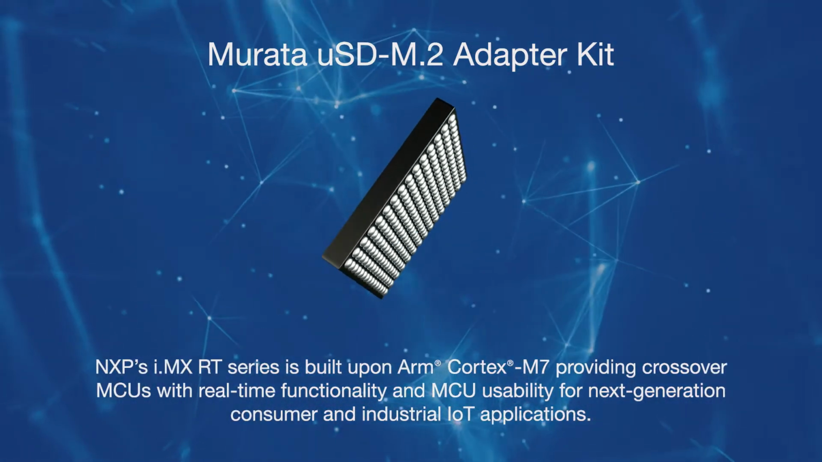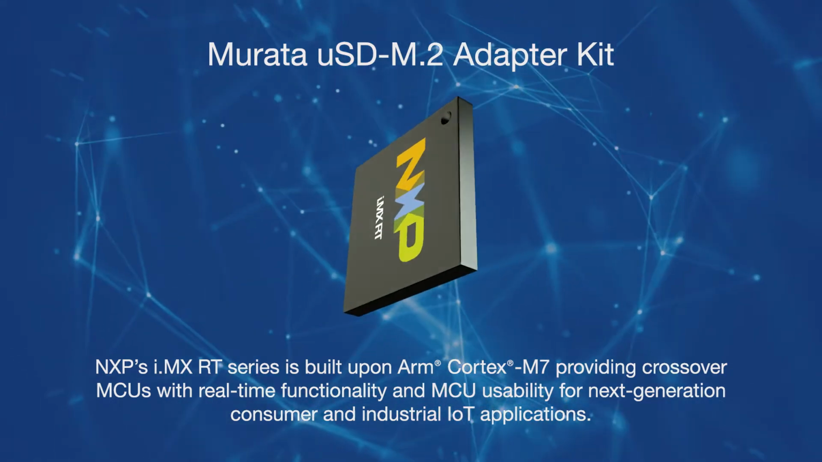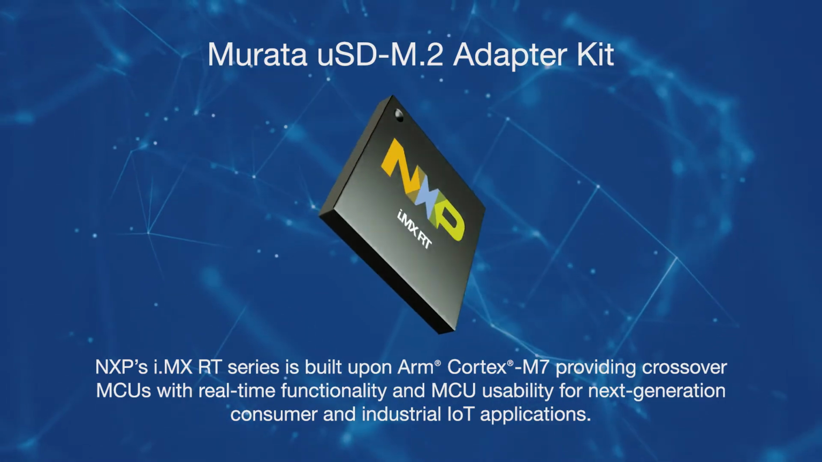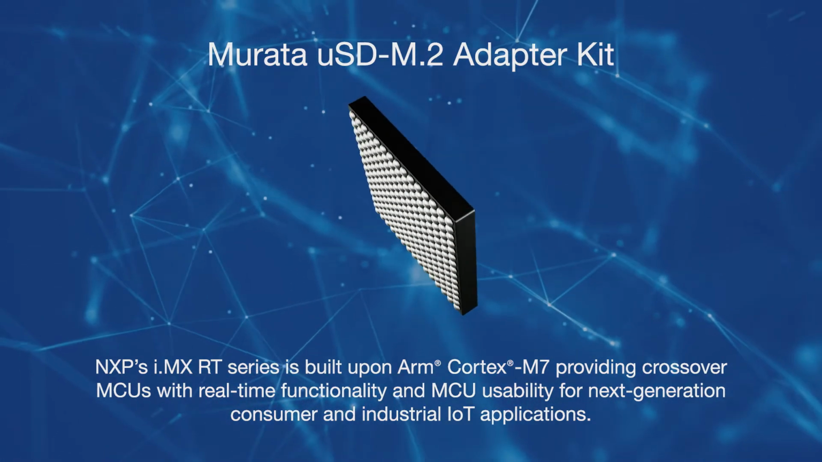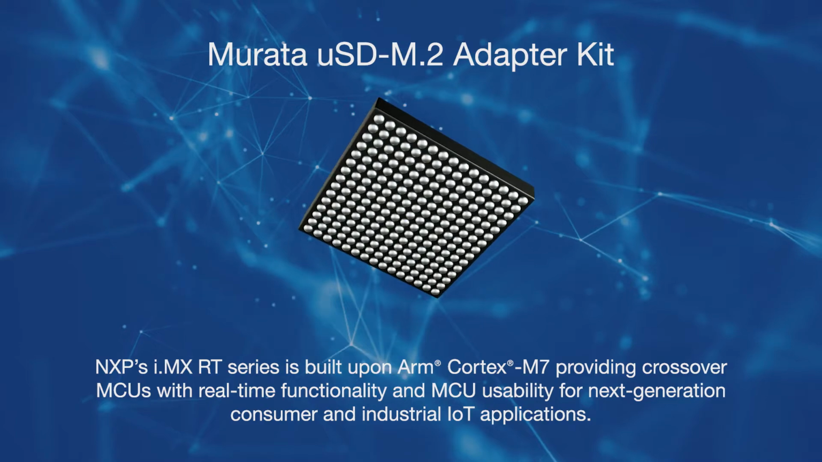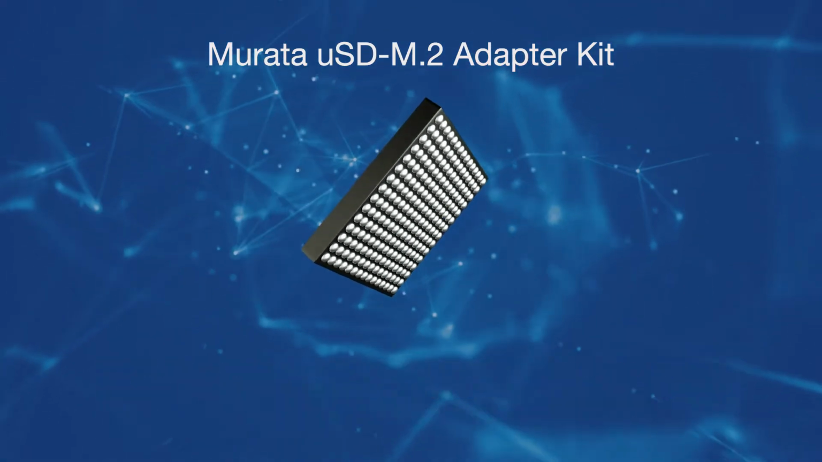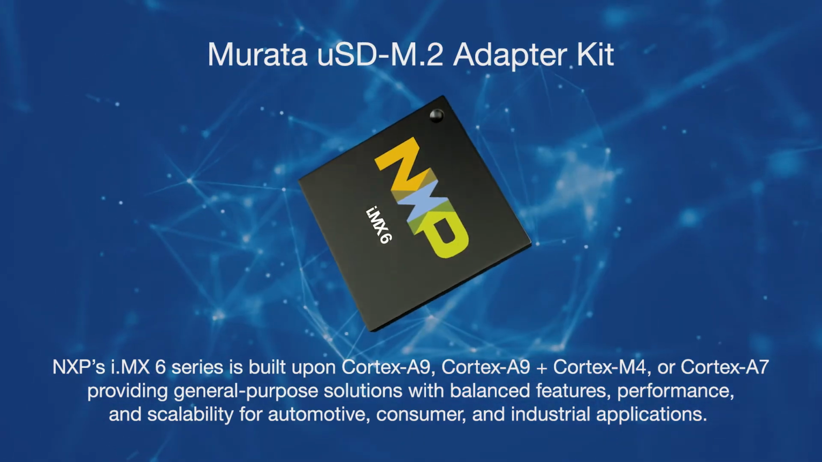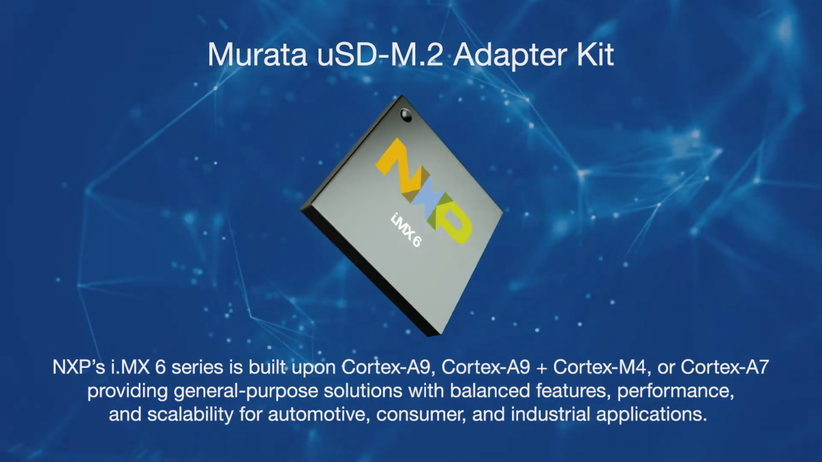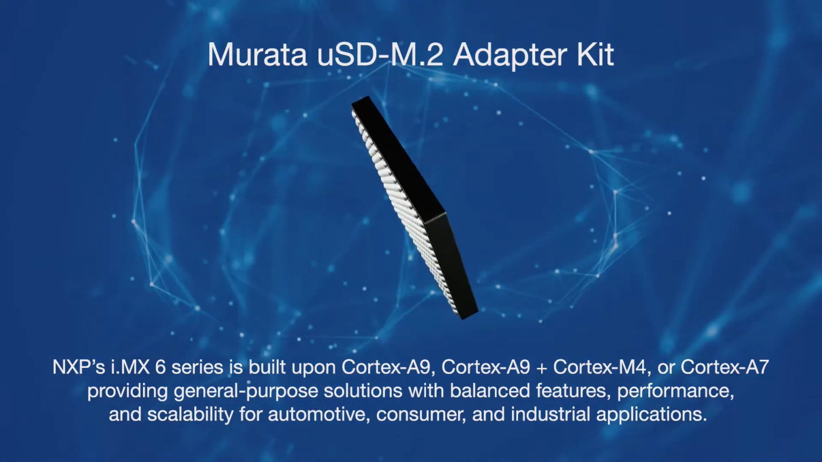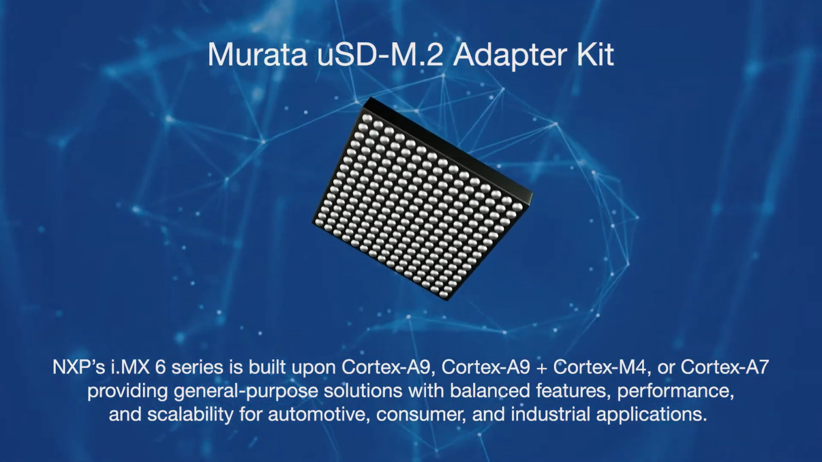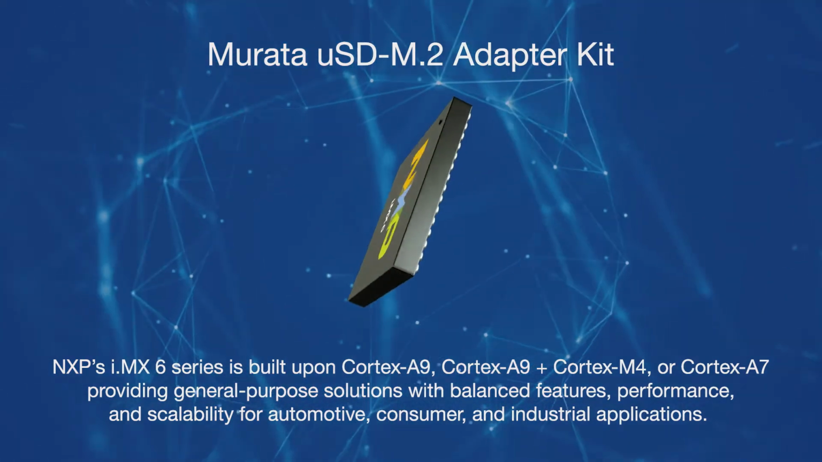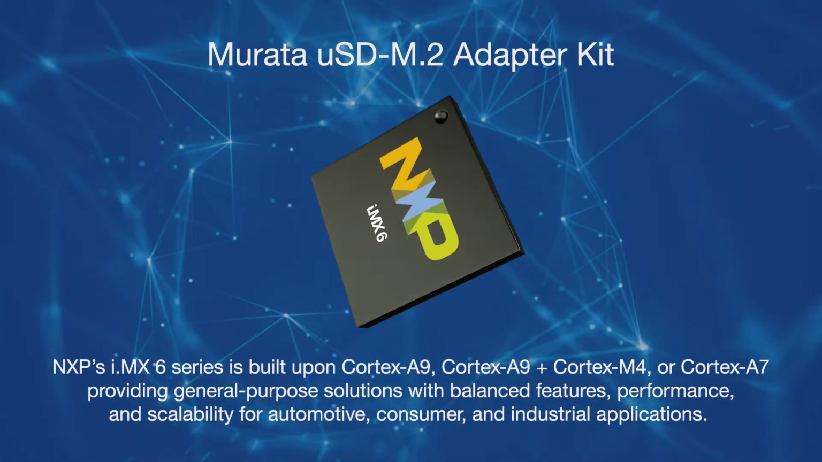NXP's i.MX RT series is built upon ARM Cortex M7, providing crossover MCUs with real-time functionality and MCU usability for next-generation consumer and industrial IoT applications. NXP's i.MX 6 series is built upon Cortex A9, Cortex A9 Plus, Cortex M4, or Cortex A7, providing general-purpose solutions with balanced features, performance, and scalability for automotive, consumer, and industrial applications.